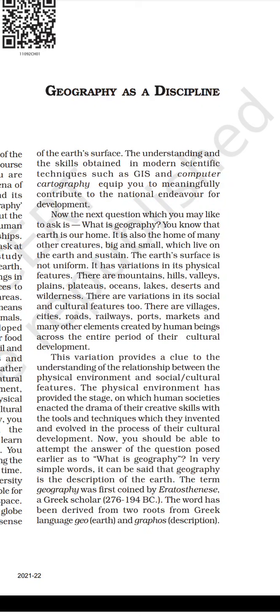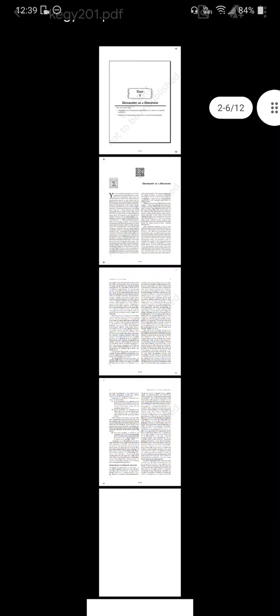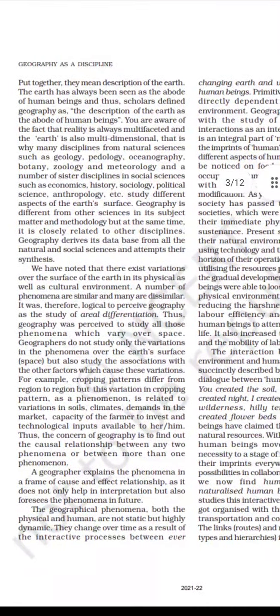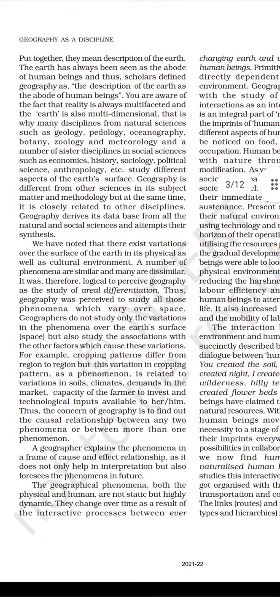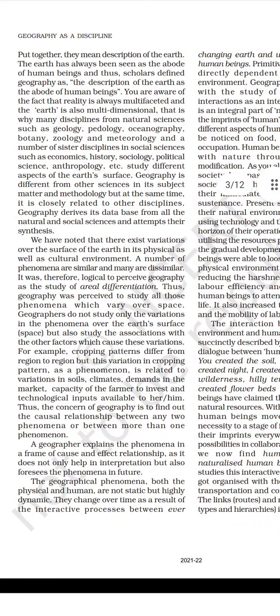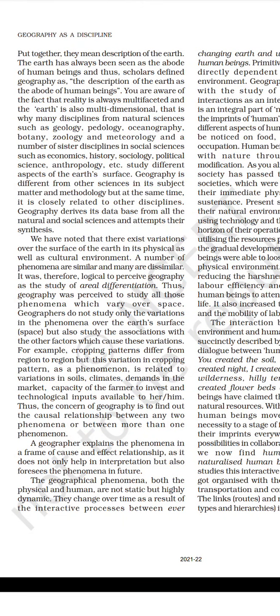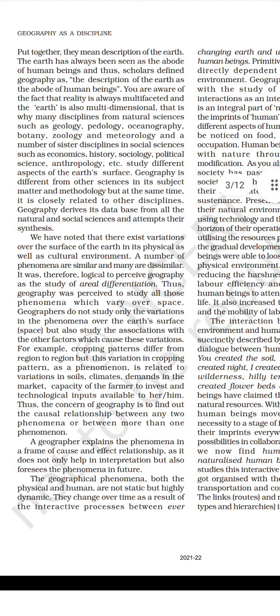In very simple words, it can be said that geography is the description of the earth. The term geography was first coined by Eratosthenes, a Greek scholar, 276 to 194 BC. The word has been derived from two roots from the Greek language, geo, earth, and graphos, description. Put together, they mean description of the earth. The earth has always been seen as the abode of human beings, and thus scholars define geography as the description of the earth as the abode of human beings.